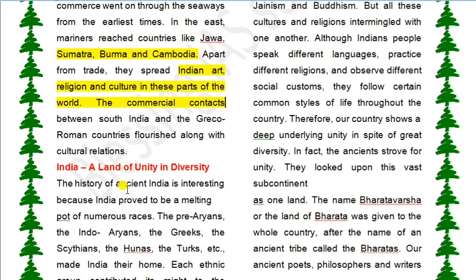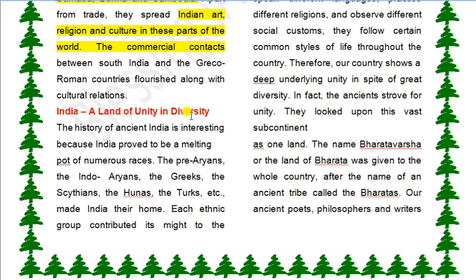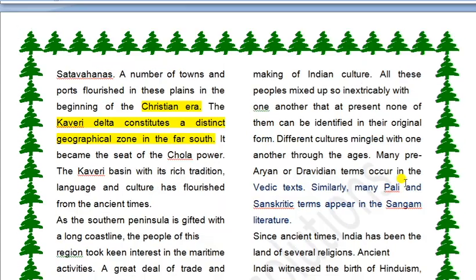India, a land of unity in diversity. The history of ancient India is interesting because India proved to be a melting pot of numerous races. The pre-Aryans and Indo-Aryans, the Greeks and the Scythians, the Huns, the Turks, etc. made India their home. Each ethnic group contributed its share to the making of Indian culture.